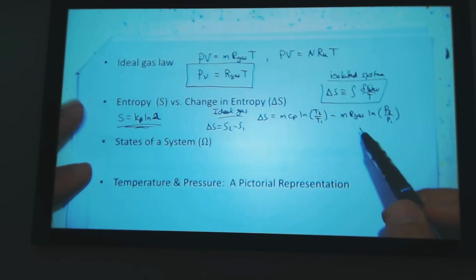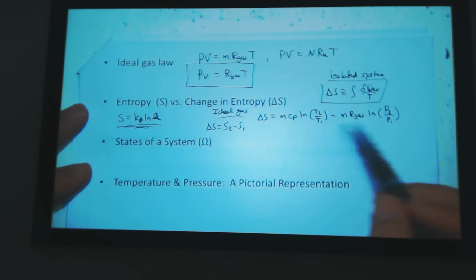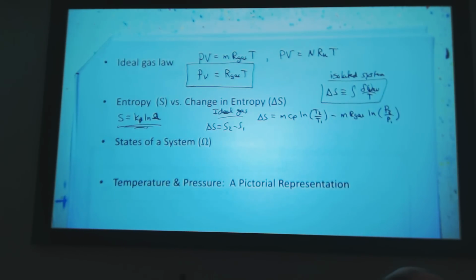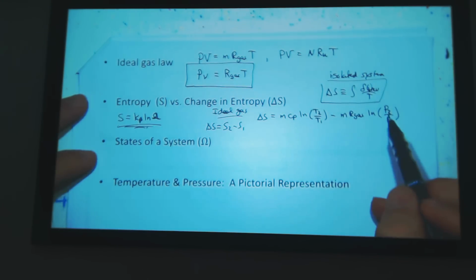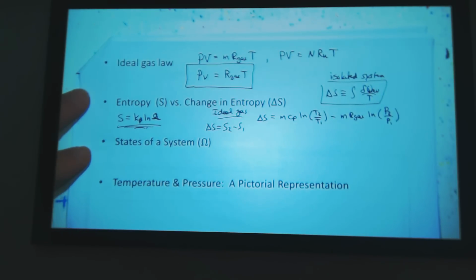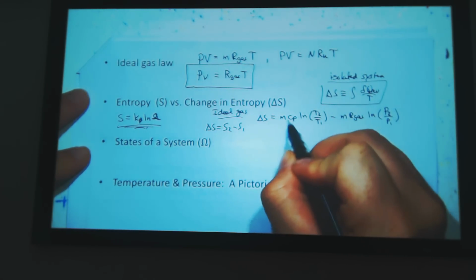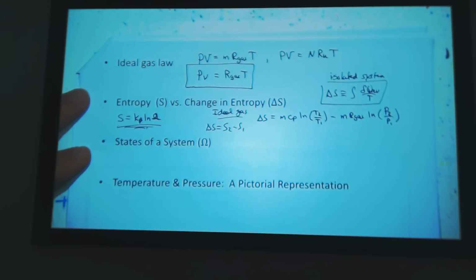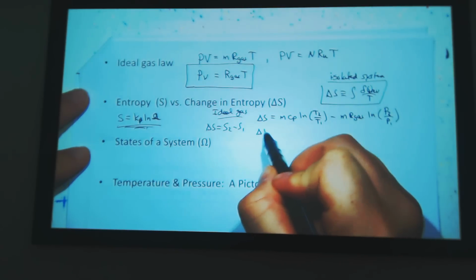I expand a gas at constant temperature. If I expand a gas, what happens to its pressure inside? I decrease the pressure. Well, I had a minus sign here. So the pressure decreases, I get an increase in entropy. Okay, there's another way to write this, where it ends up being convenient.